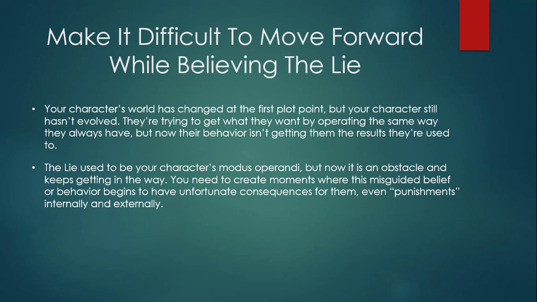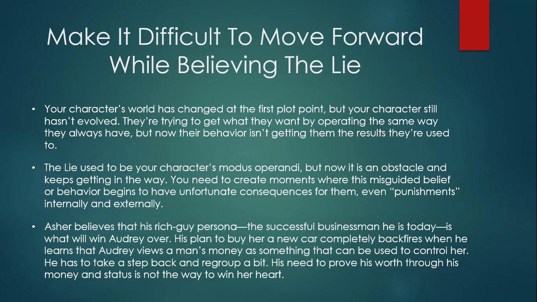You need to create moments where this misguided belief, this lie, and even the behaviors surrounding it begins to have unfortunate consequences for them, even punishments internally and externally, okay? So Asher believes that his rich guy persona, the successful businessman that he is today, is what will win Audrey over. His plan to buy her a new car completely backfires when he learns that Audrey views a man's money as something that can be used to control her. So he has to take a step back and regroup a bit.